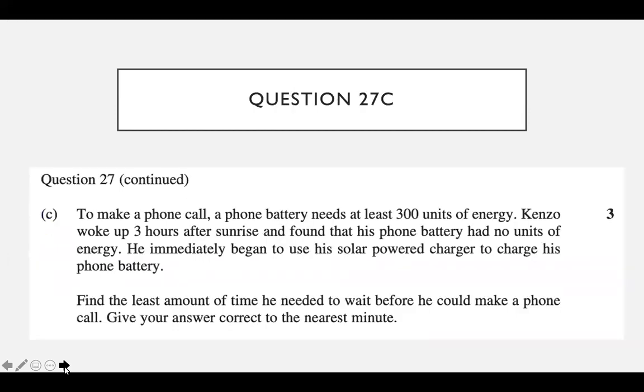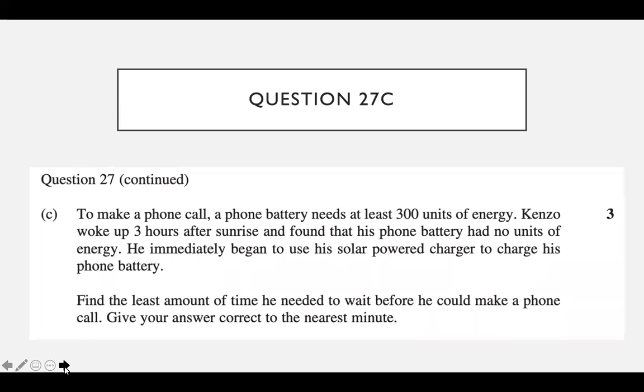Question 27C, there was a little bit to interpret here, wasn't there? To make a phone call, a phone battery needs at least 300 units of energy. Kenzo woke up 3 hours after sunrise and found that his phone battery had no units of energy. He immediately began to use a solar-powered charger to charge his phone battery. Find the least amount of time he needed to wait before he could make a phone call, and give your answer correct to the nearest minute.